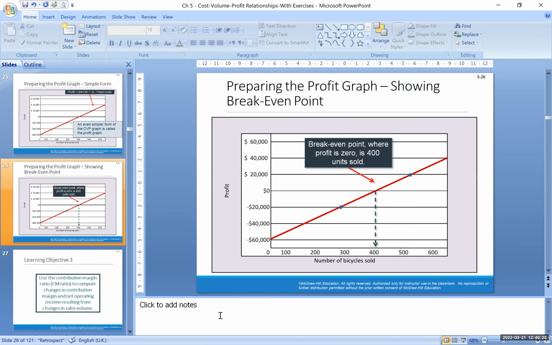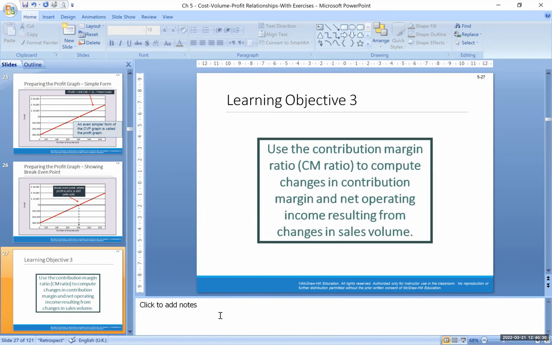The break-even point is where profit is 0. Learning objective number 3: use the contribution margin ratio, CM ratio, to compute the changes in contribution margin and net operating income resulting from changes in the sales volume.